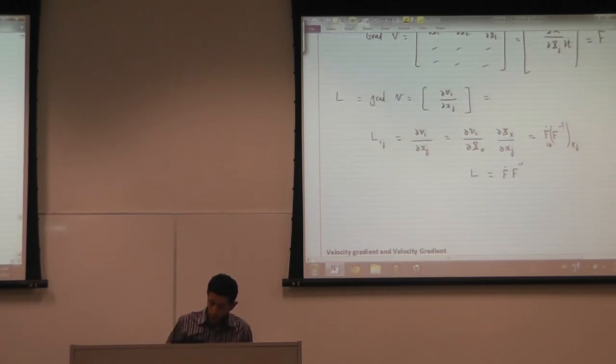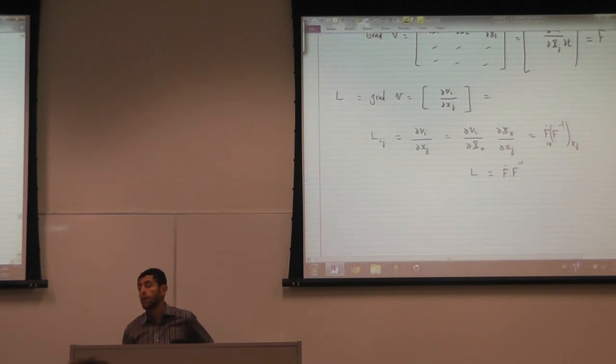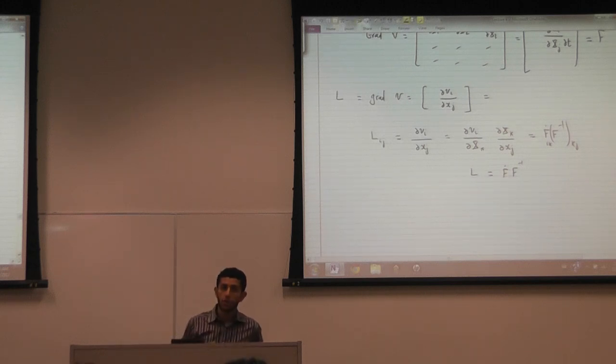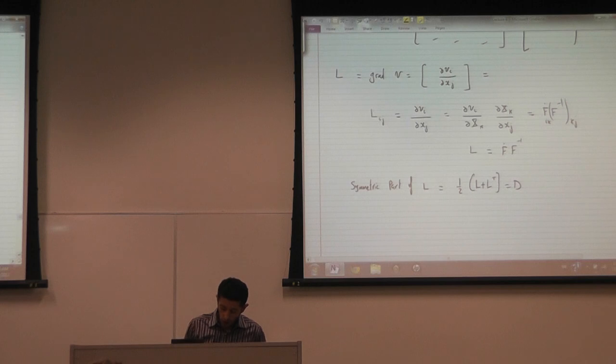Now, similar to the gradient of the displacement, where we took the symmetric part and the skew symmetric part, here we also will take the symmetric part of L and call it D, and the skew symmetric part of L we are going to call W.